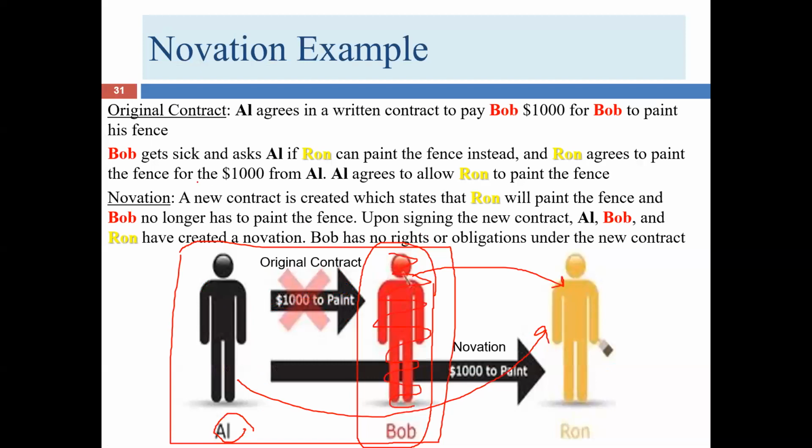So there are some important differences. Let's just look here: a new contract is created which states that Ron White, we can see that we have White here, will paint the fence and Bob will no longer have to paint this fence. Upon the signing of the new contract, Al, Bob, and Ron have created a novation. Here we have Bob has no rights or obligations under the new contract, unlike the delegation situation.